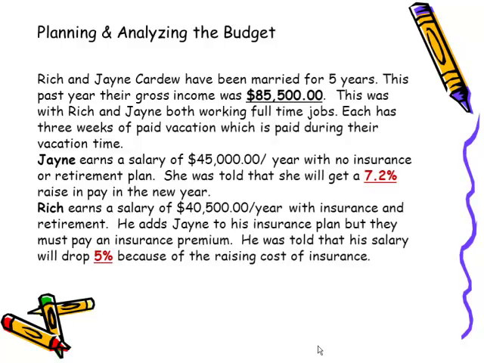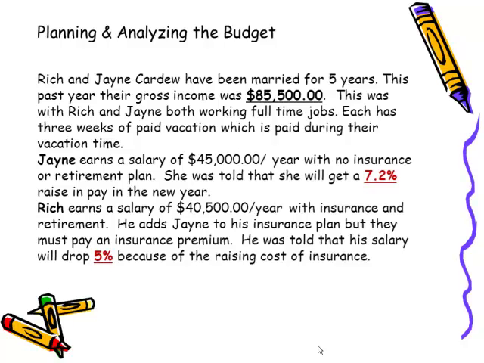Okay, each has a 3-week paid vacation, which is paid during their vacation time. So pretty much they don't have any gaps there, right? So we know that they've got paychecks coming in consistently, probably every 2 weeks or once a month, depending on how their employer pays them.